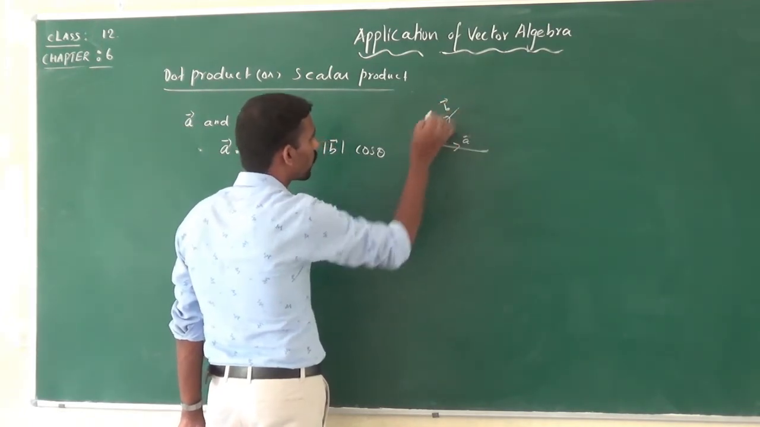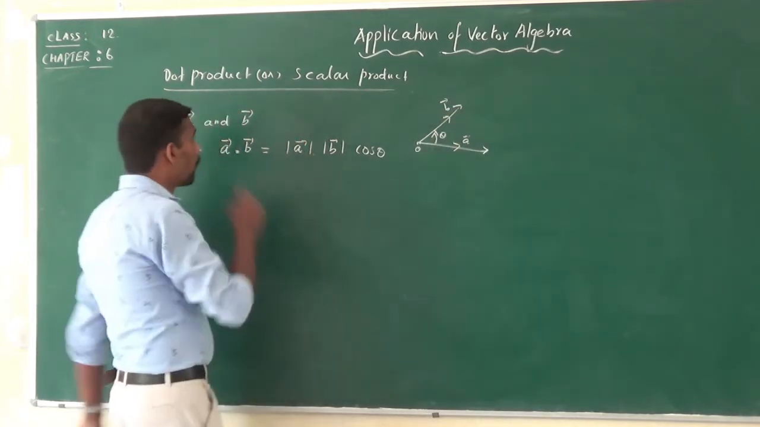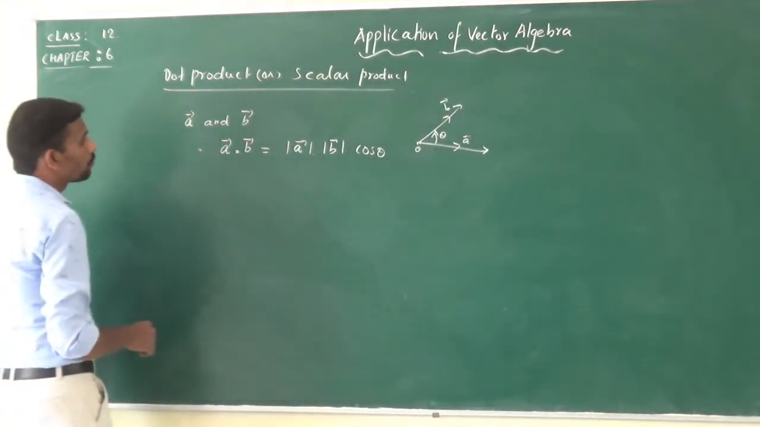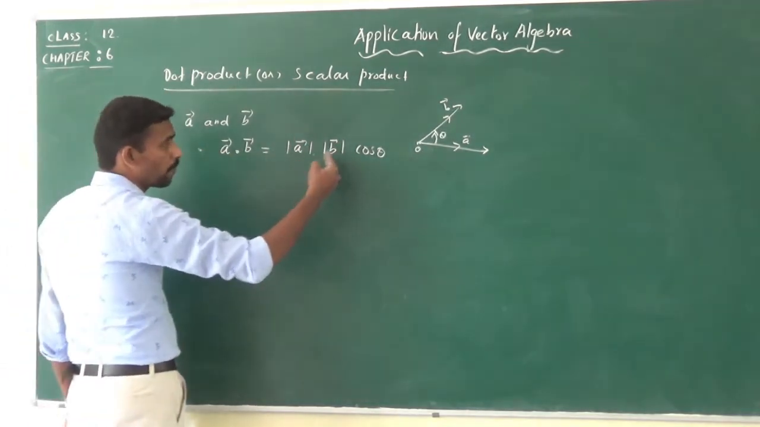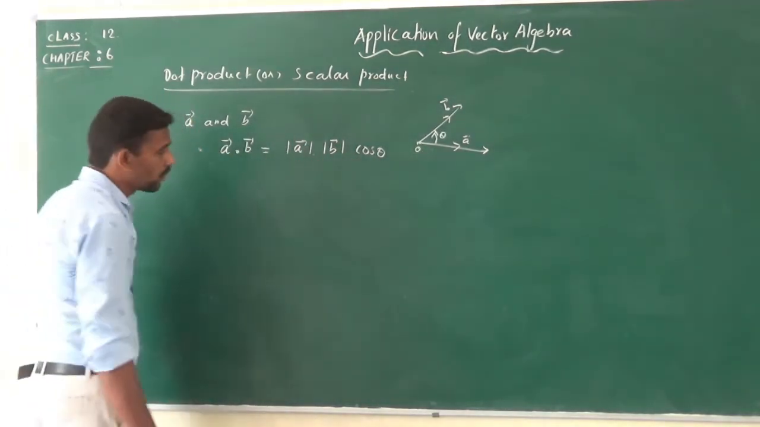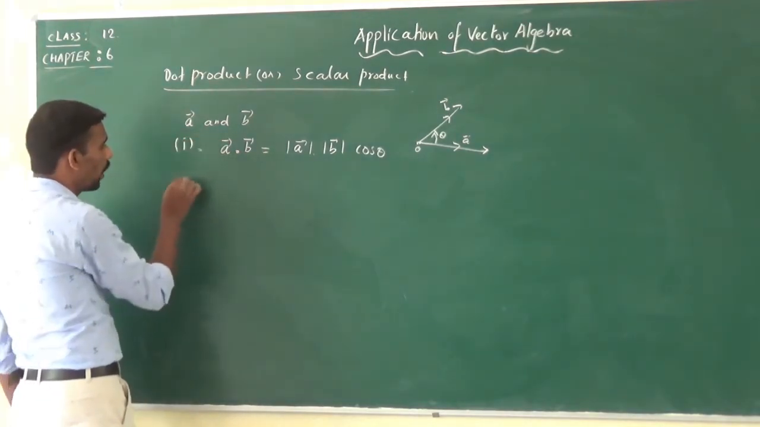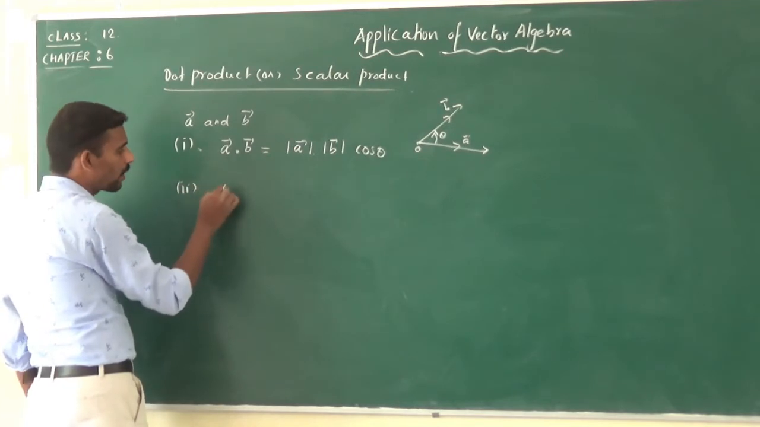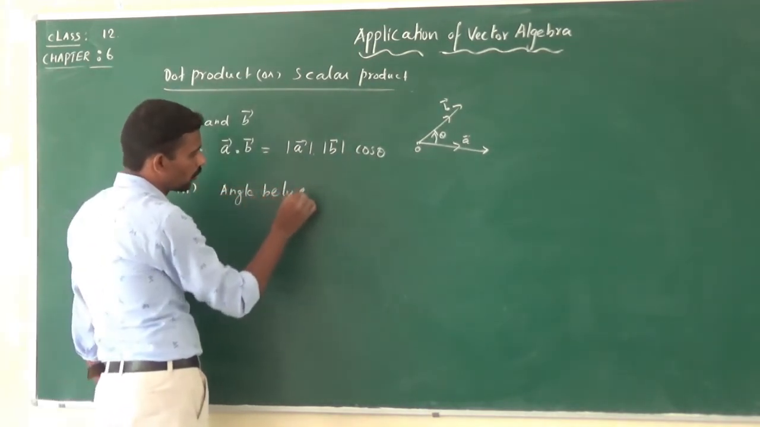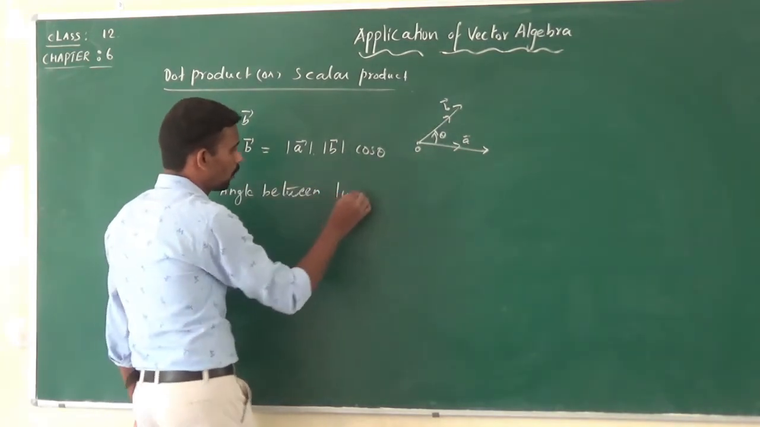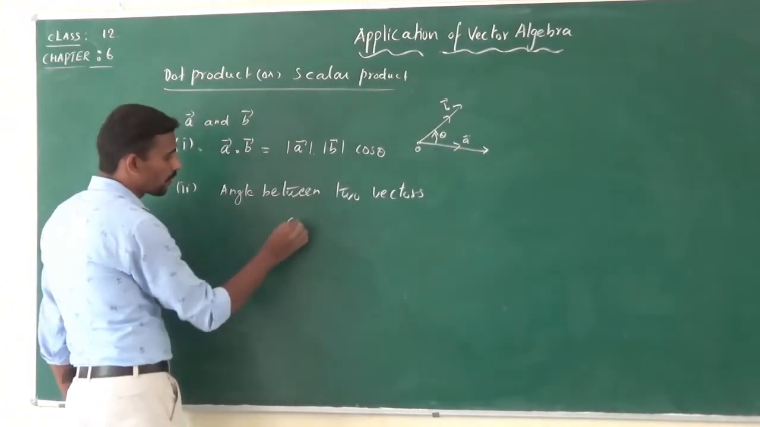So this is the vector diagram. This is the origin. Here the question may be asked for the angle between two vectors. This is the dot product definition. Suppose we need an angle, that means we take the angle between two vectors. The angle between two vectors comes from cos theta.